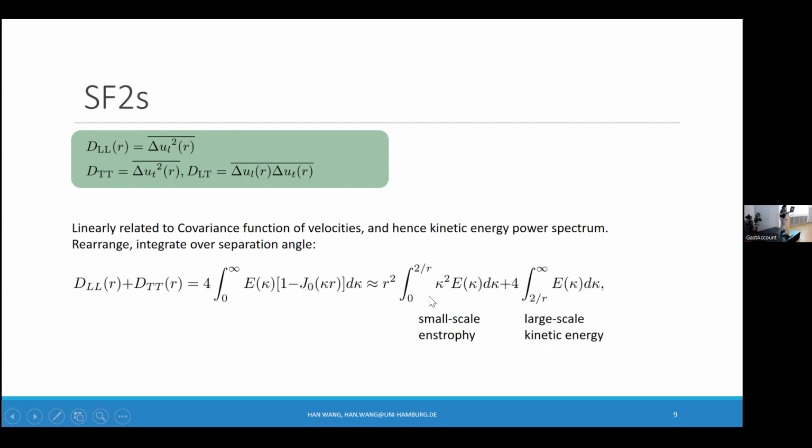So the second-order structure function you can understand as roughly a combination of the small-scale enstrophy and large-scale kinetic energy, all blurred together. And the weighting between these two terms is affected by the separation distance. It's not a very clean statistic. The reason we still look at them for surface drifters is because the data is irregularly sampled, so it's very inconvenient to compute power spectra directly. We have to compute this kind of pair-based statistics.